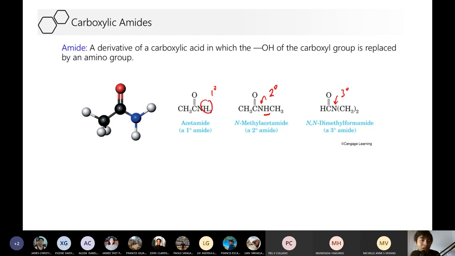So, yun na muna yung ating i-discuss today. So, ano yung na-cover natin? We are able to check on the history of organic chemistry. Tapos, nalaman din natin yung structural theory. Ano yung sinasabi ng structural theory?